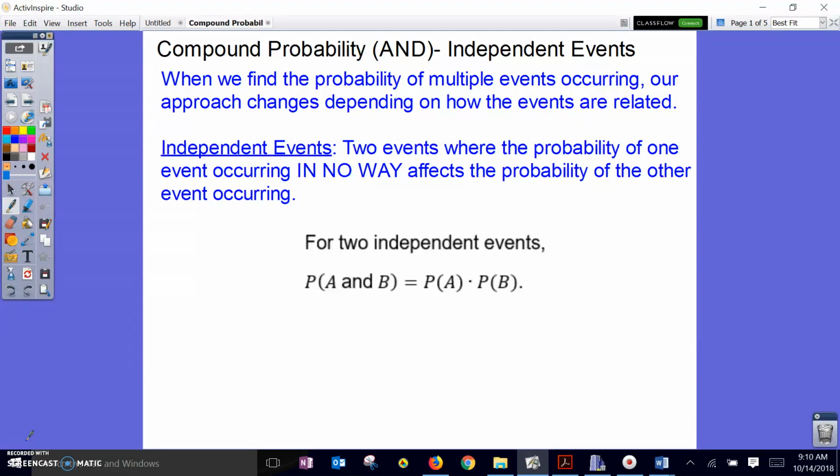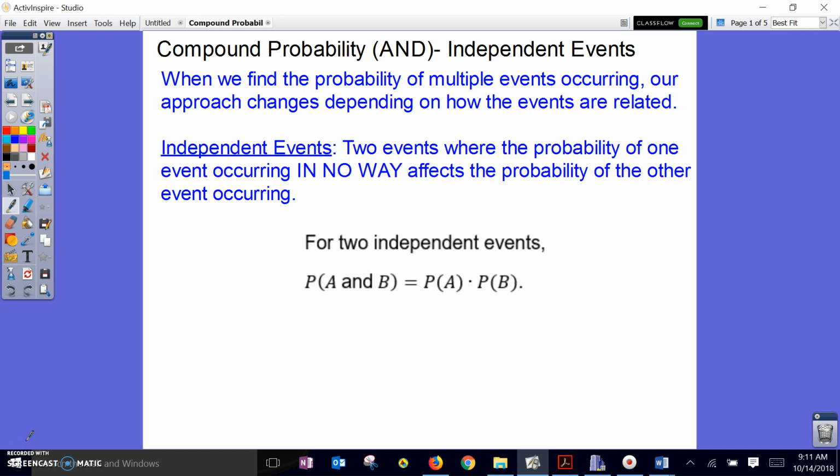Alright, welcome back everybody. In this video we're going to talk about finding compound probabilities. Specifically we're going to talk about compound probabilities for AND statements when the events are independent. And one of the things that's going to be really important for you over the next couple of videos is being able to recognize whether you're dealing with an AND probability or an OR probability. And if you're dealing with an AND probability, are the events independent or are they dependent? But we'll talk about that more over the next couple of videos.